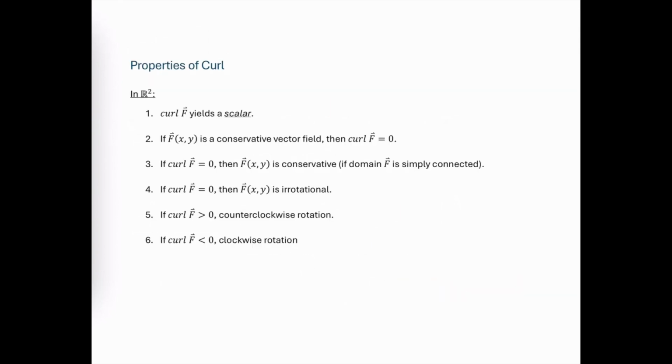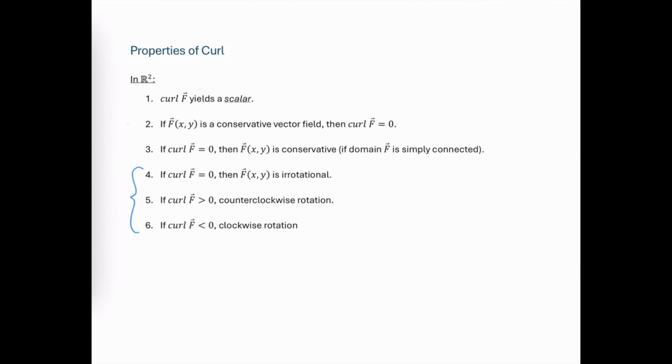Now let's take a moment to summarize what we've learned about curl and also add a few more things to the list in terms of properties. When we are in two-dimensional space, the curl yields a scalar quantity. If the curl of f is 0, that means that f is a conservative vector field. And if f is a conservative vector field, that would imply that the curl of f will be 0.